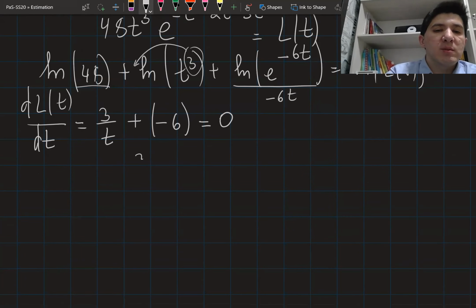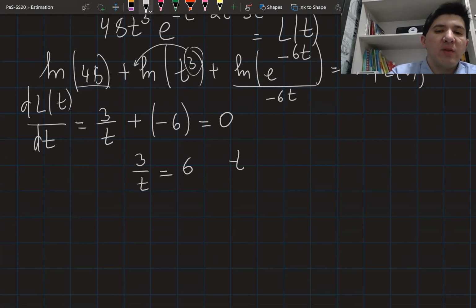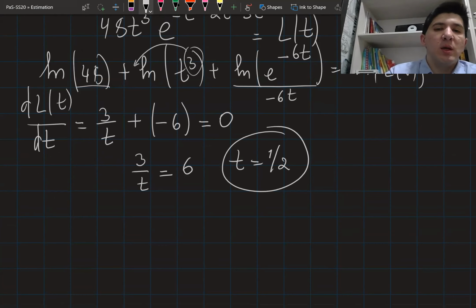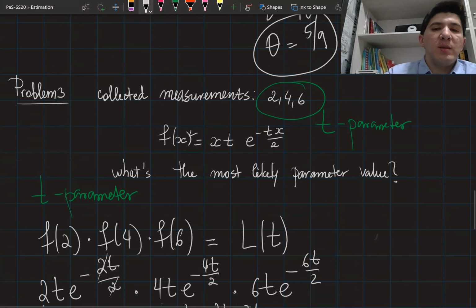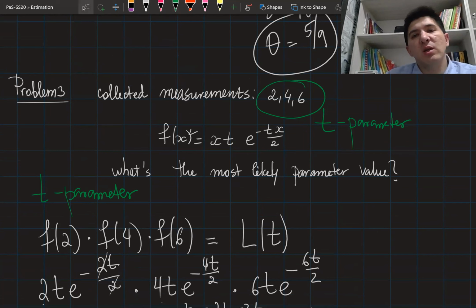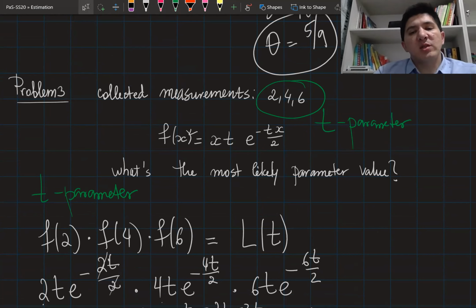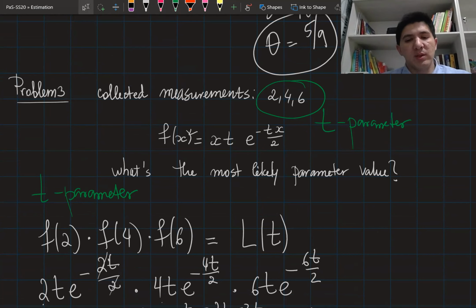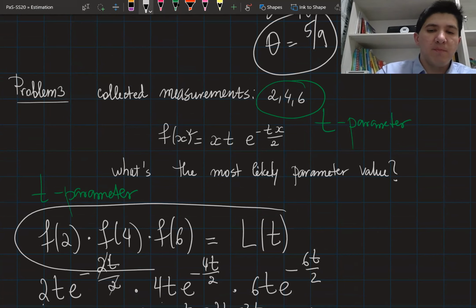It's going to be 3 over t equal to 6. So that is why the value for t is going to be equal to 0.5, or 1 over 2. So basically, the maximum likelihood estimate is t equal to 1 over 2, and this maximizes our likelihood function.